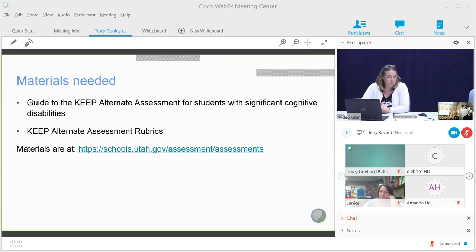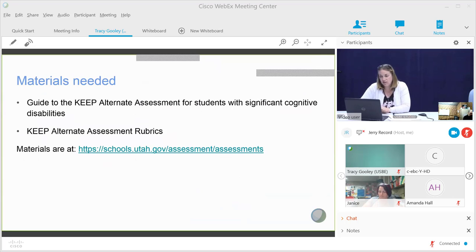A couple of materials that you will need prior to administering the KEEP, and even if you wanted to go in and pull them up today if you don't have them in front of you, it would be helpful. You need the guide to the kindergarten entry and exit alternate assessment, and that gives you some of the participation guidelines that we're going to go over today, a little information about the assessment, how to score the assessment, and then it will also give you websites for the data gateway and the reporting and testing windows. So that's just a guide for you to keep handy throughout the year.